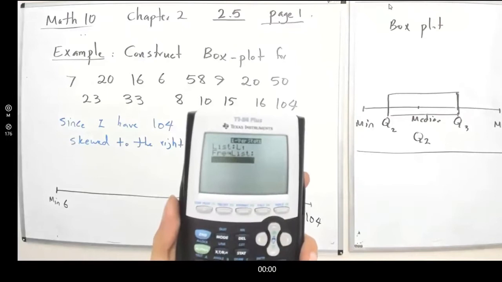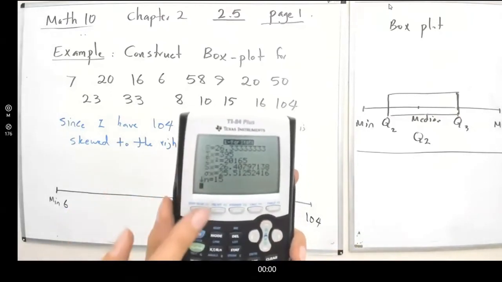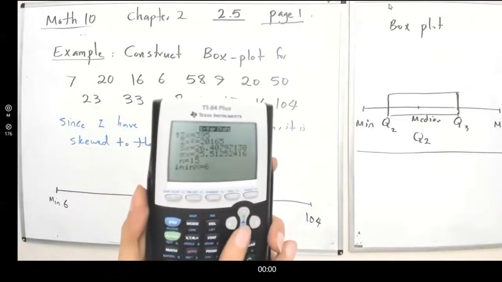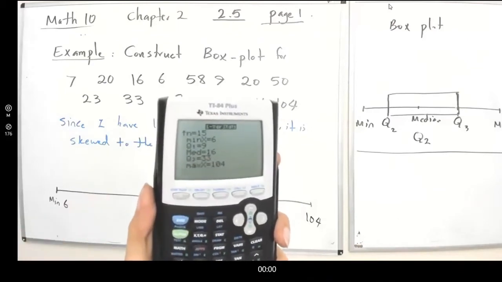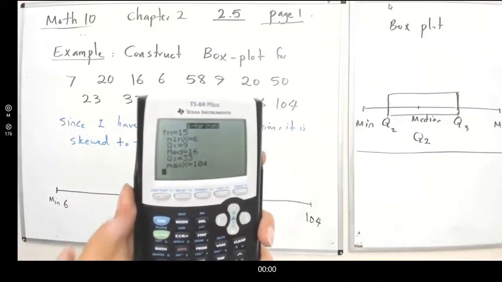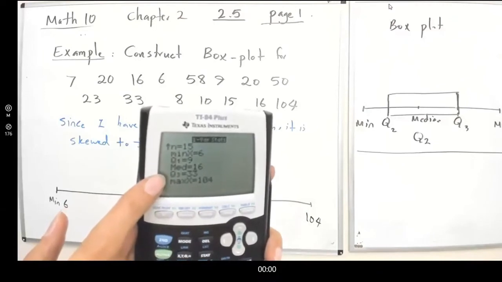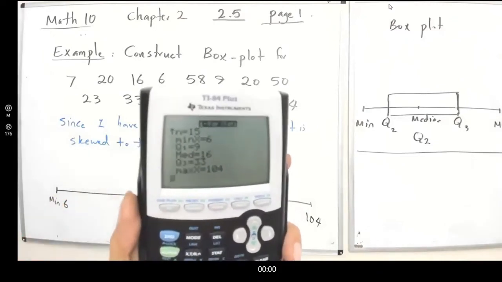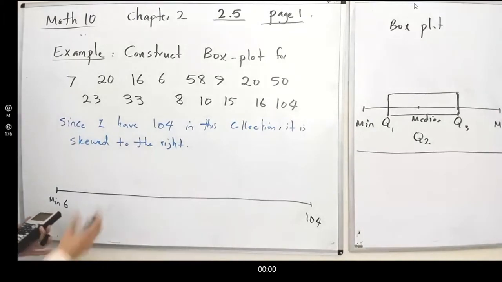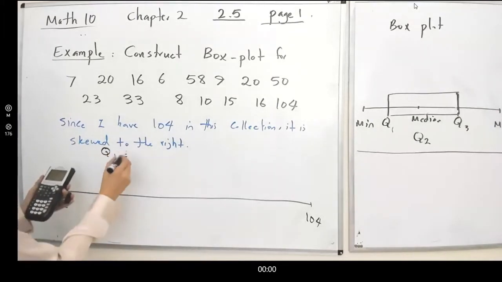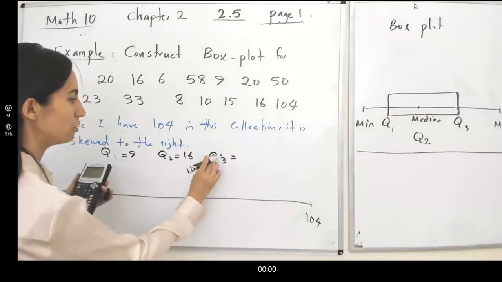Enter, enter, enter, enter. Okay, this is my very first page. It shows the mean, it shows the standard deviation. I don't want these. I'm going to the next page. What is my median? 16. Do you see Q1 and Q3 here? Yes. It's already calculated everything for you. By using your calculator, you found Q1, the first quartile, to be 9, second quartile, which is 16, and third quartile is equal to 33.